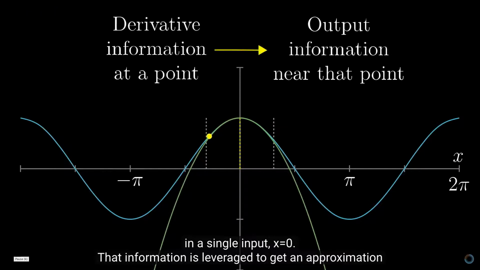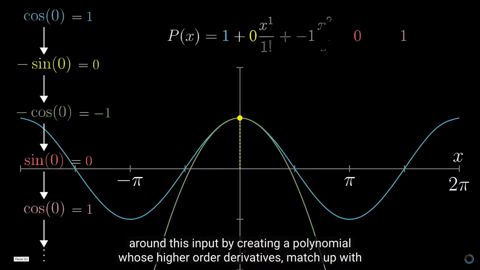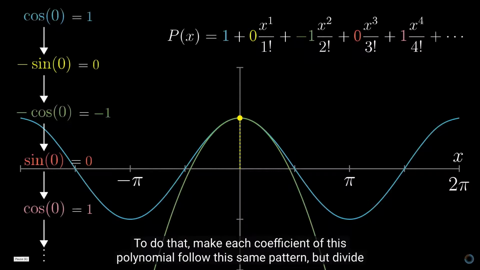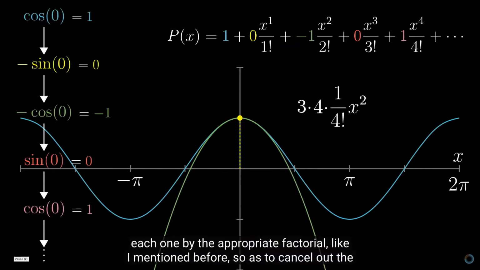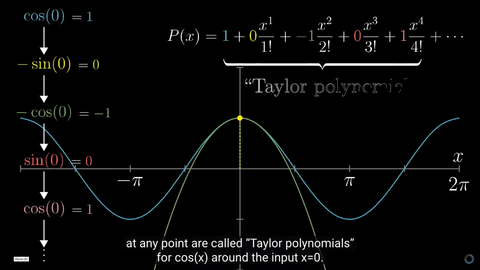So what we're doing is leveraging that information to get an approximation around this input. And you do it by creating a polynomial whose higher order derivatives are designed to match up with those of cosine, following the same 1, 0, negative 1, 0 cyclic pattern. And to do that, you just make each coefficient of the polynomial follow that same pattern, but you have to divide each one by the appropriate factorial. Like I mentioned before, this is what cancels out the cascading effect of many power rule applications. The polynomials you get by stopping this process at any point are called Taylor polynomials for cosine of x.